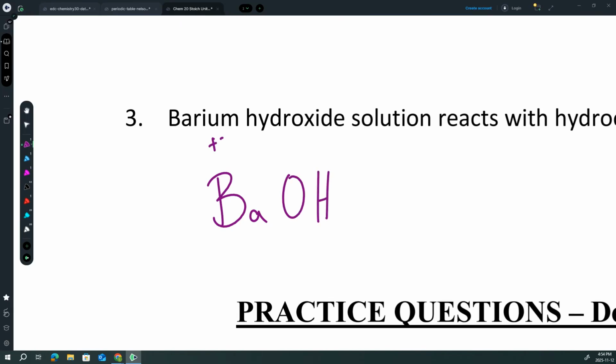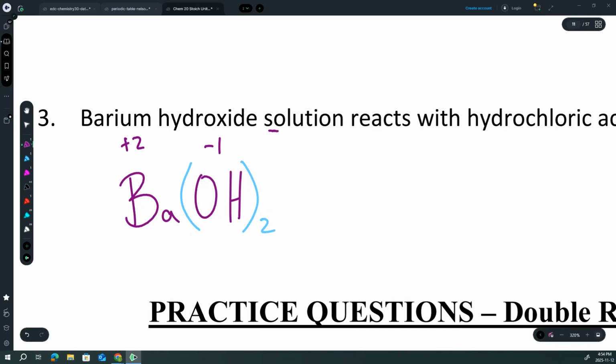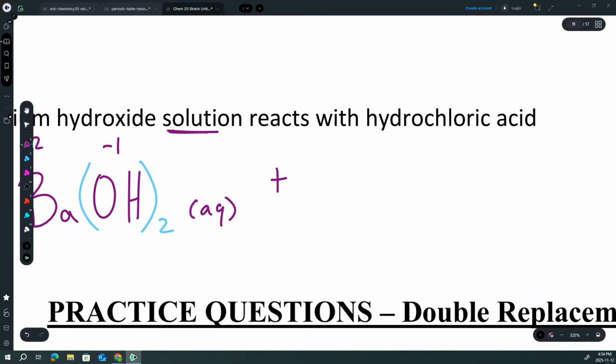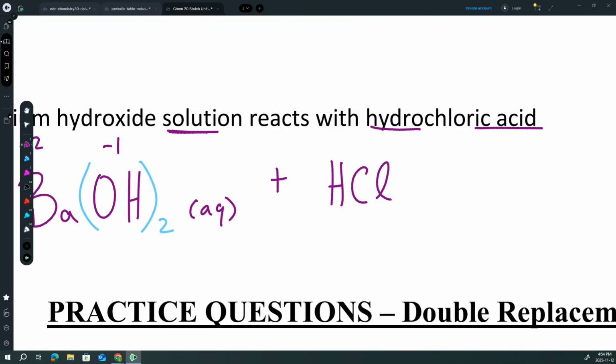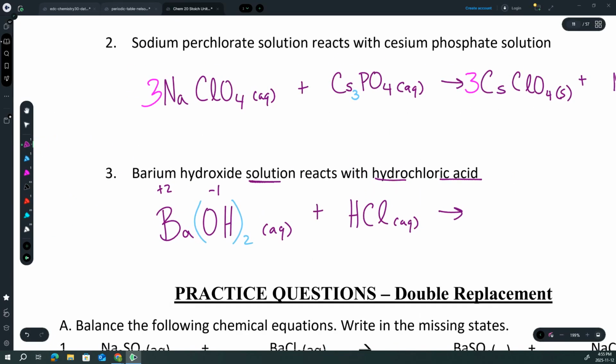So barium is a group 2 ion. So we've got to do crisscross applesauce, put brackets around my polyatomic ion, and put a 2 right there. It does say that this is a solution, so that's going to be aqueous, and it reacts with, so that's why I'm writing the plus sign, hydrochloric acid. So if it starts with hydro and ends in ic acid, it's hydrogen with only 1 other element. Because chlor kind of sounds like chlorine, I know it's HCl. And acids are always aqueous.